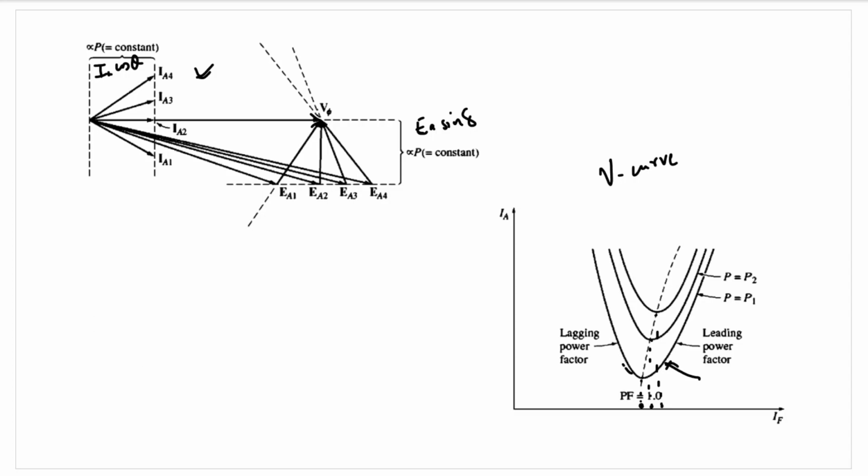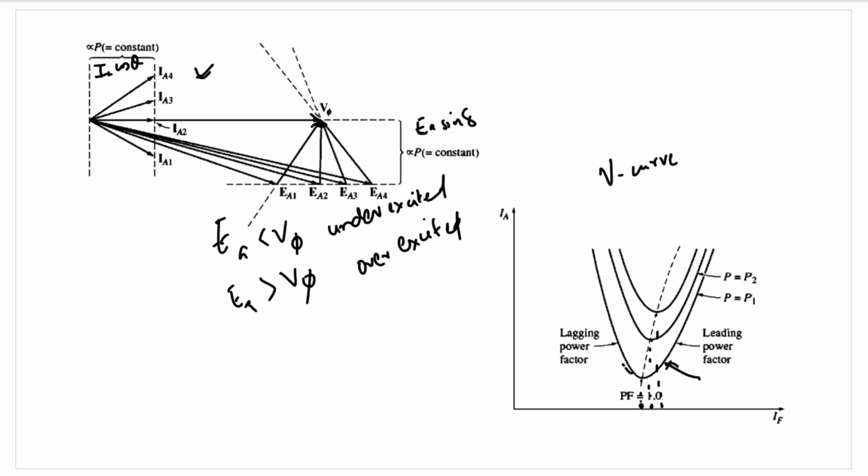You may also note this: at points where EA is less than V, the motor is said to be underexcited. At points where EA becomes greater than V, the motor is said to be overexcited. So this may be noted about the synchronous machine or about any machine. With a larger amount of field current, the motor is said to be overexcited, and a smaller amount of field current, meaning a smaller amount of EA, means the motor is underexcited.